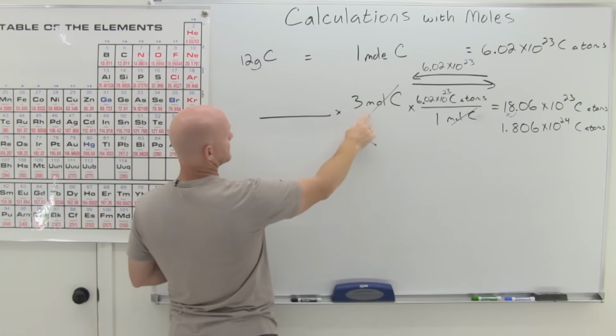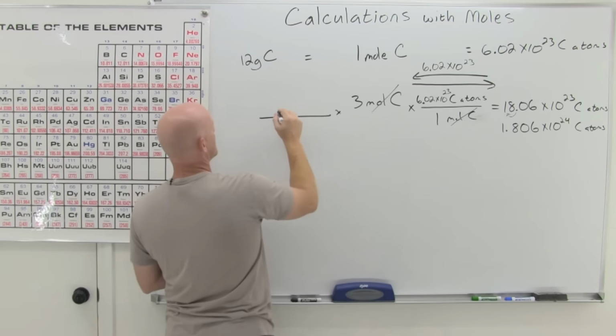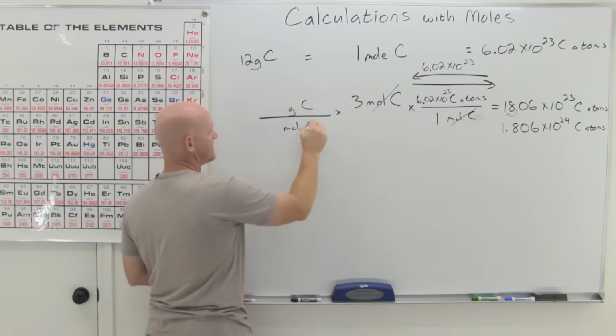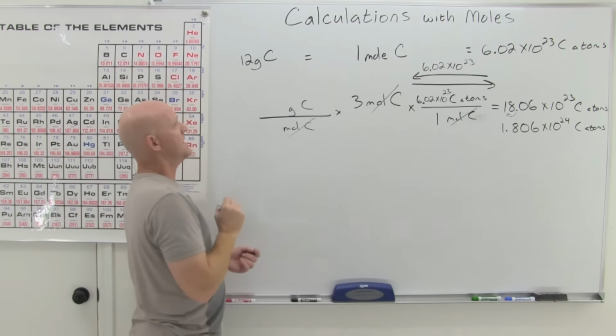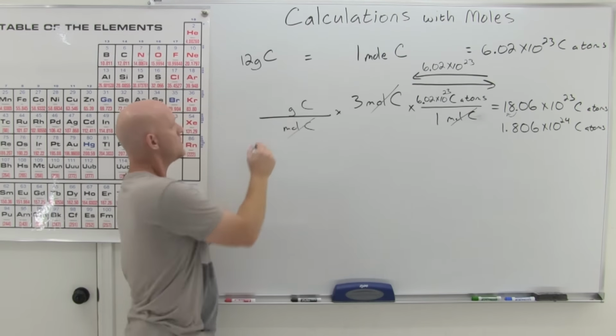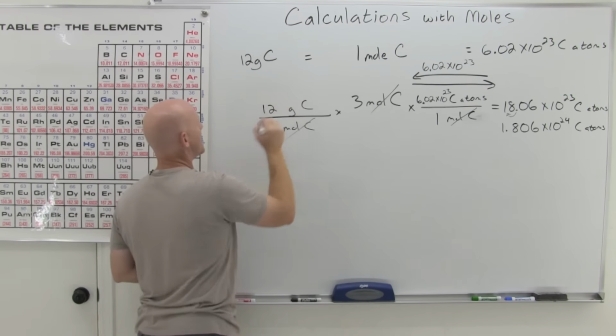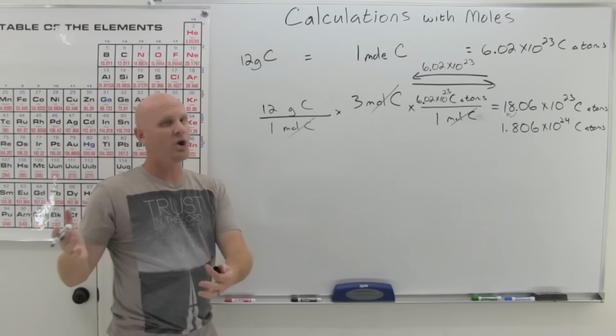So in this case, go in the opposite direction. We might take 3 moles of carbon and say, how much does it weigh? Well, we want to know the relationship between moles of carbon and grams of carbon to get there. That way this cancels yet again. And in this case, 1 mole is always whatever the value on the periodic table is. So in this case, 12 grams, or really, I guess I should write 12.011, but I'm going to round it.